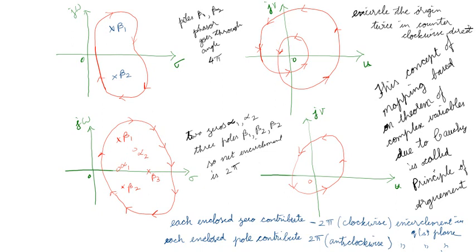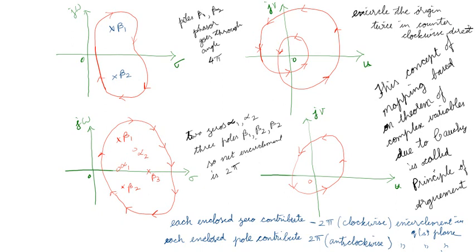So the origin is enclosed. 2 pi means anti-clockwise direction, right? Positive degree is anti-clockwise. Clockwise means negative degree, right? Anti-clockwise means positive degree. So since it is anti-clockwise, against the clock direction, this is 2 pi, then this is another 2 pi. That is what is mentioned here. It encircles the origin twice in the counterclockwise direction.